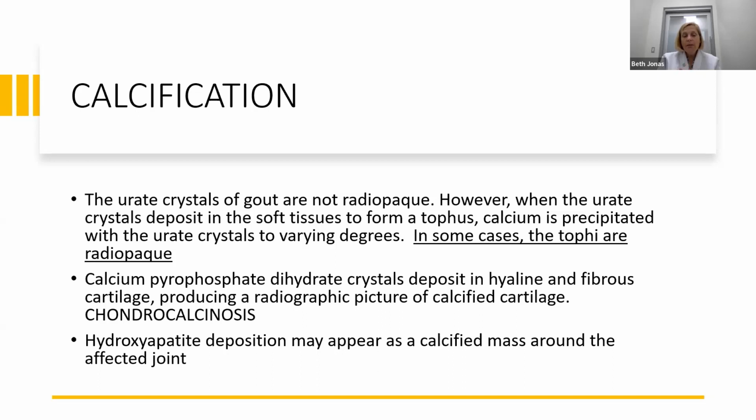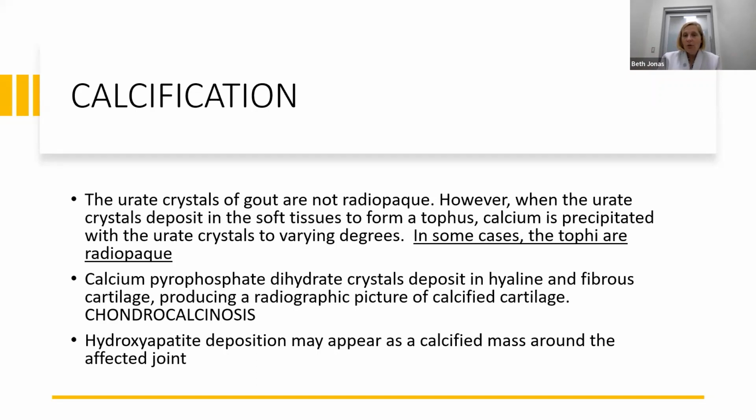CPPD, or calcium pyrophosphate dihydrate crystals, deposit in hyaline and fibrous cartilage, producing a radiographic picture of calcified cartilage, or so-called chondrocalcinosis. And you can see this in CPPD arthropathy, but we sometimes will just see chondrocalcinosis in and of itself without any form of arthropathy, and that will be something that you are able to delineate from the patient's clinical presentation. So it's not uncommon periodically to get a consult: patient had a knee x-ray for whatever reason, and there's chondrocalcinosis. Do they have arthritis? Sometimes they do, and sometimes they don't.